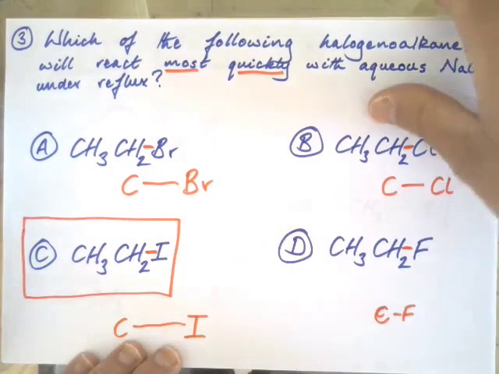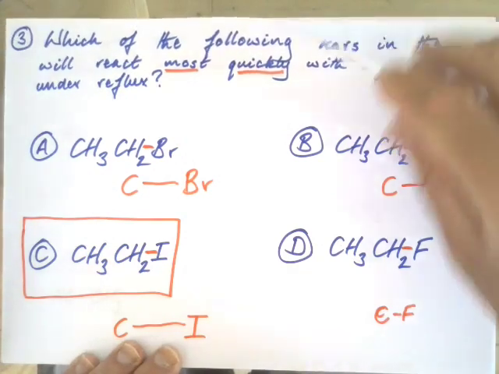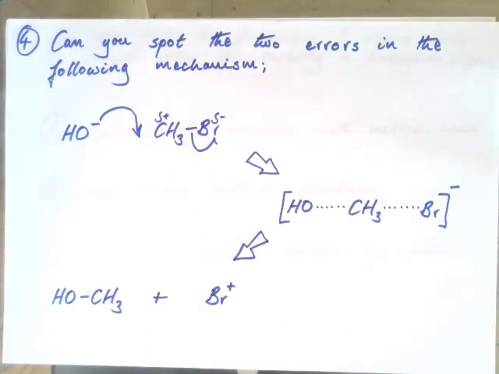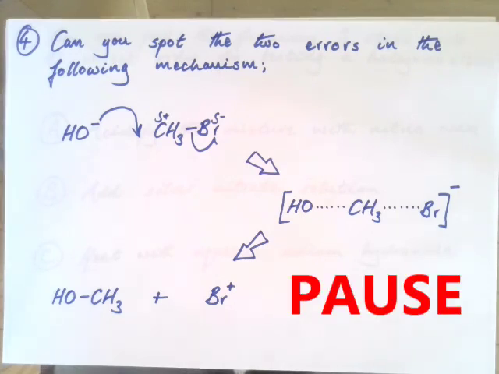Okay, question number 4 in our halogenoalkanes quiz. Can you spot the 2 errors in the following mechanism? I've tried to show the mechanism of nucleophilic substitution here, and I've included 2 errors in there. So pause the video for a second, look at the image, and think to yourself, what 2 mistakes has he made here? Pause it now.